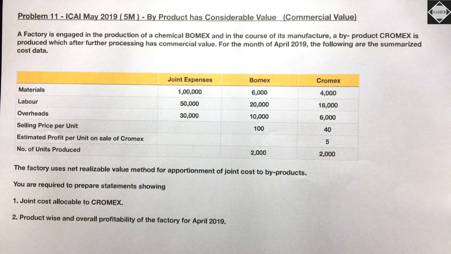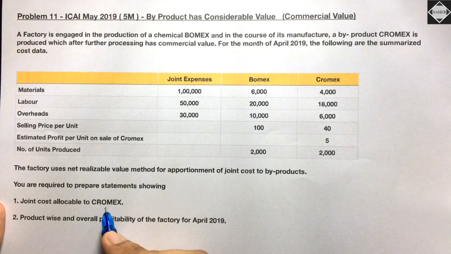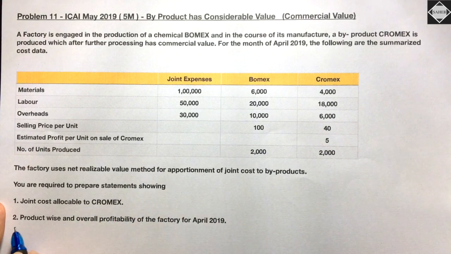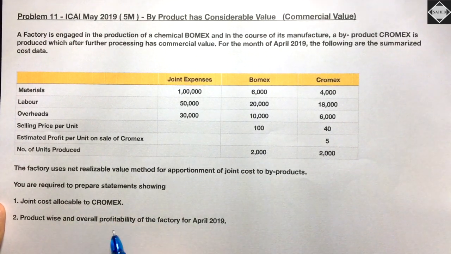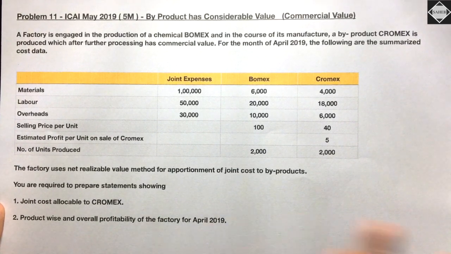Then you are required to prepare a statement showing joint cost allocable to CROMX. Fine, we'll do that. And then second is product wise and overall profitability of the factory for April 2019. We'll also do that. That's really simple, it's not difficult. Now let's move on to the solution.